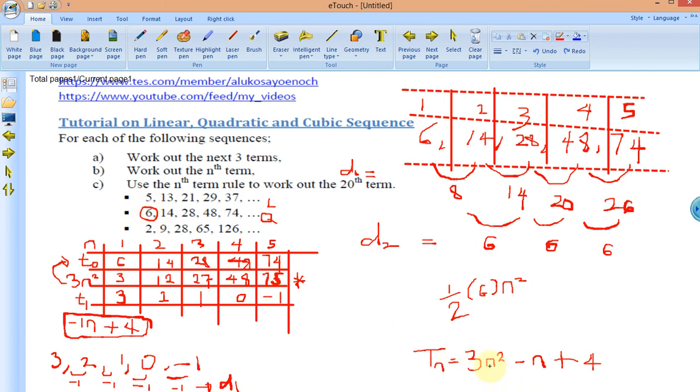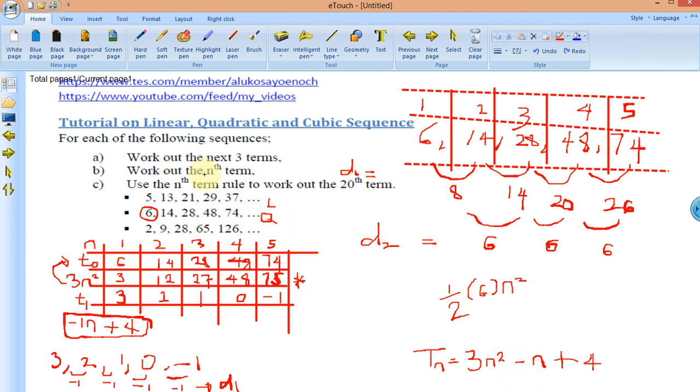When n is 2, that is 2 squared. 2 squared is 4. 4 times 3, that is 12. 12 minus 2 is 10, then plus 4, that is 14. Guys, you can confirm the remaining ones. The formula is correct. Okay, so this is the formula, and we are through with that.